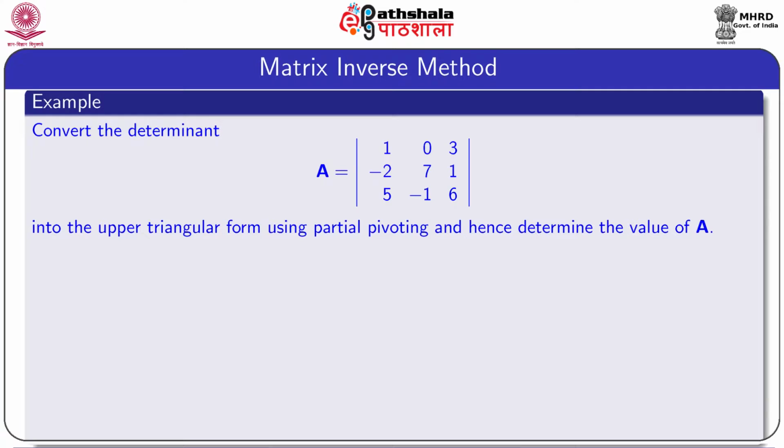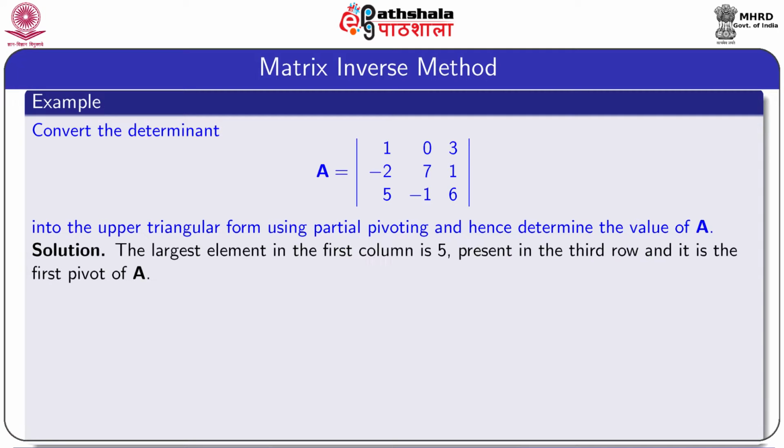Now, we consider an example to illustrate the entire method. A is a determinant of order 3, and we have to convert this determinant into an upper triangular form using the partial pivoting method, and hence determine the value of the determinant A. Note that the largest element in the first column is 5, that means 5 is the first pivot element, and it is present in the third row. So, we interchange the first row and the third row.